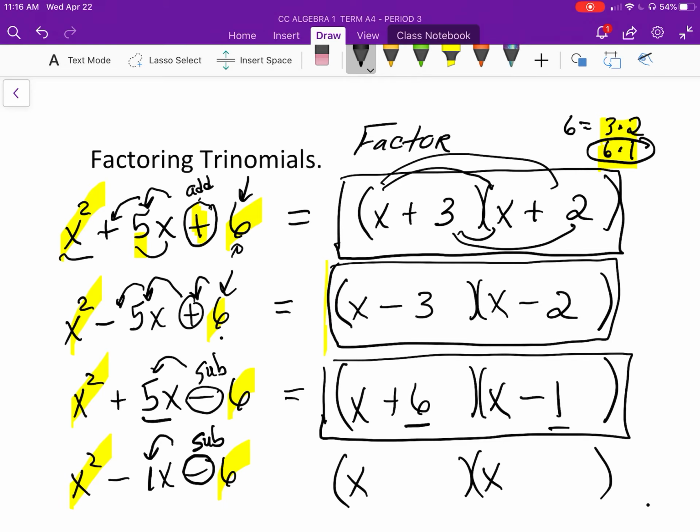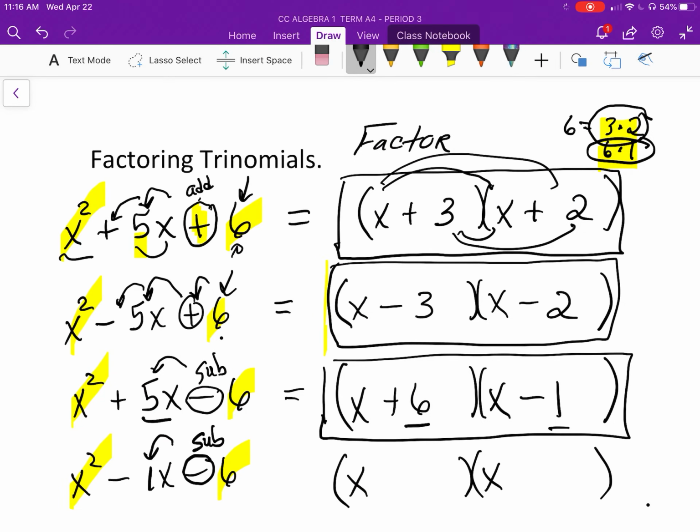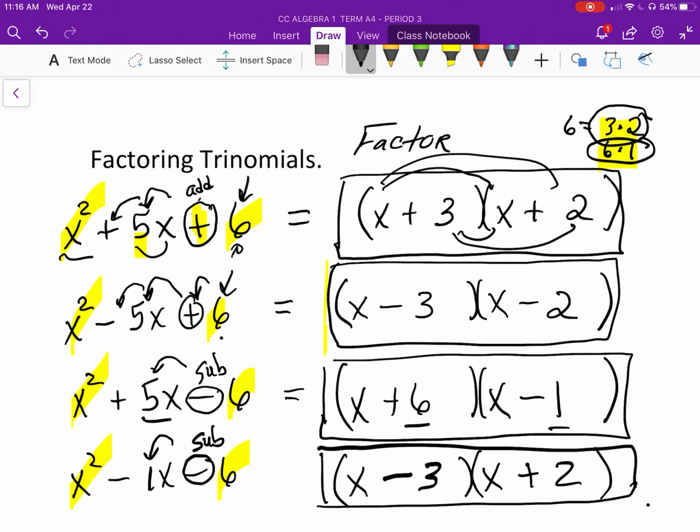So if we look at our pairs of numbers up here, 3 and 2 subtract to give me, oops, sorry about that, 3 and 2. So if we want to get negative 1, we want to have more negatives. So we're going to use negative 3 and positive 2. And those are going to multiply to give me negative 6.